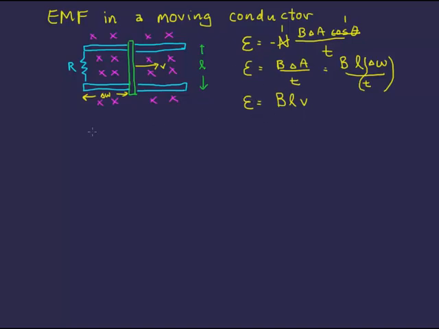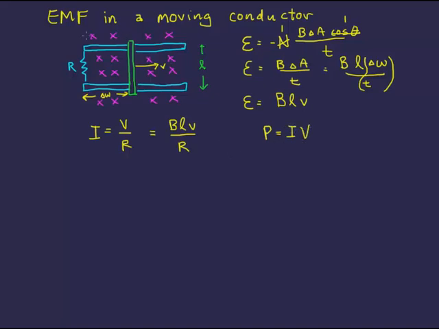Typically, in one of these problems, they might also ask you to find the current, but the current is just the voltage over the resistance, so then you would just take your voltage, BLV, over the resistance. You can also be asked to find the power, which then you could take that current that you just found and multiply it by the voltage again.